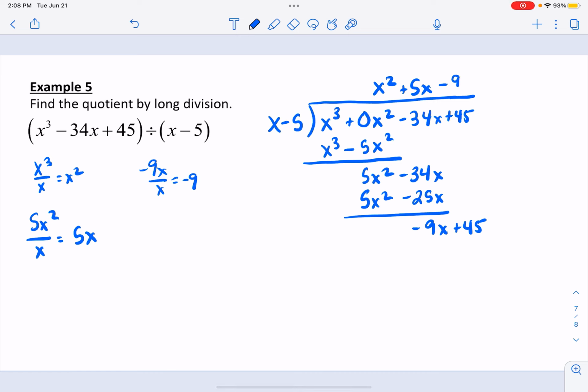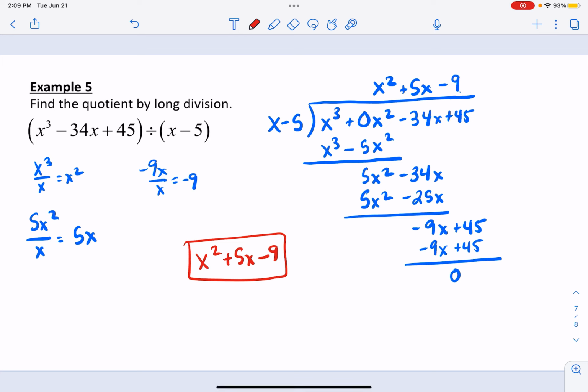So a minus 9 up top. Negative 9 times x is a negative 9x. Negative 9 times a negative 5, well, that's a plus 45. So when we subtract, we get 0 there, which is kind of nice. So what's my answer? My answer is x squared plus 5x minus 9. And that's my video on dividing polynomials.